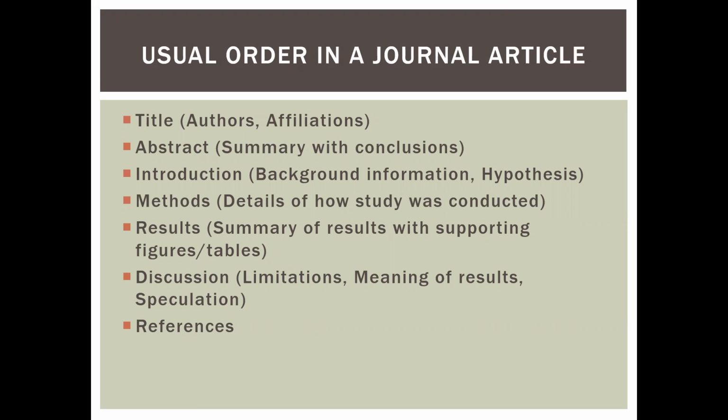It'll have the title with the authors, their affiliations at whatever institution. The abstract will be a summary at the very beginning of the paper. Then you'll have an introduction where they give you background information and what their hypothesis is and what they're trying to prove. Then they'll go into methods, and that'll be the details of how they conducted the study. After the methods, then they'll show you the results, summary of results with supporting figures and tables. And at the end, they discuss what they came up with. So there's always a discussion at the end. And then, of course, references.